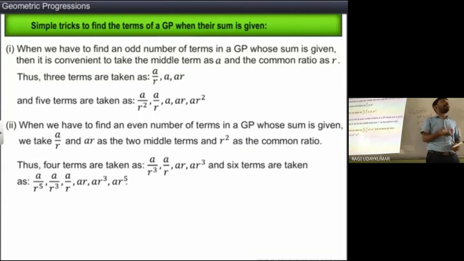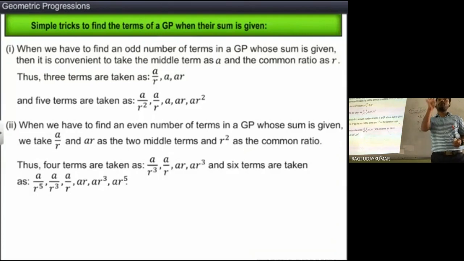In the case of arithmetic progression, the sum will be given. This is an arithmetic progression, A minus D, three terms. Add these three, D cancels. In the geometric progression case, the product will be given. Meaning the product of the four terms of the geometric progression is some number.